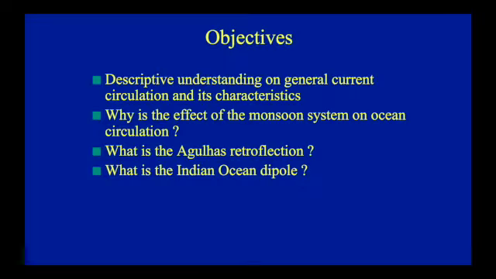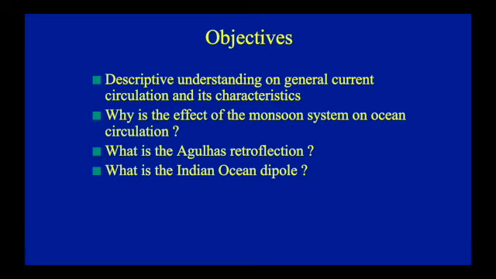So there are a few important and very interesting features in the Indian Ocean. Let's have a look at it. The objective of this lecture will be to look into a descriptive understanding of the general current circulation and its characteristics. So basically, we will look at what is the major current circulation there and how it forms on the large scale. The most important thing about this current circulation is that in the Indian Ocean there is what we call a monsoon system, and the monsoon system is very unique because you will not see this in other ocean systems in the Pacific or in the Atlantic Ocean.